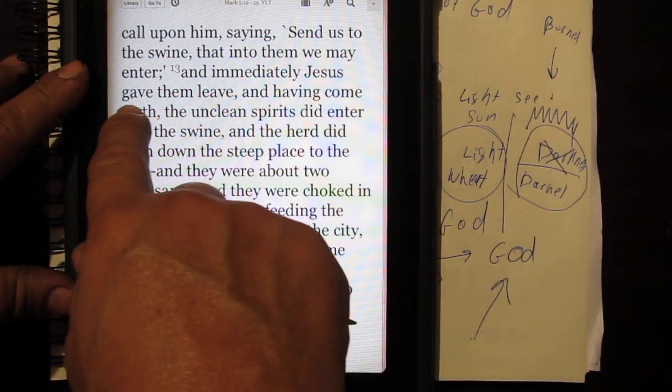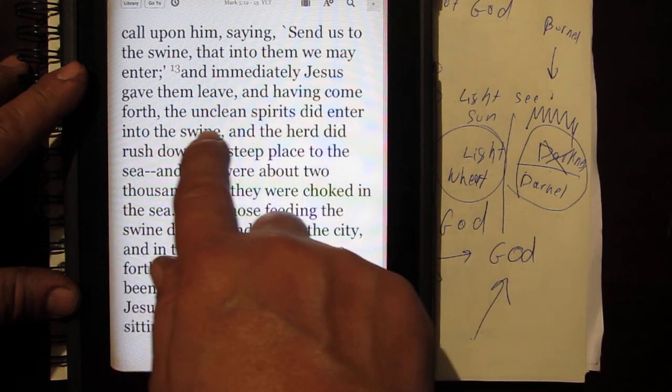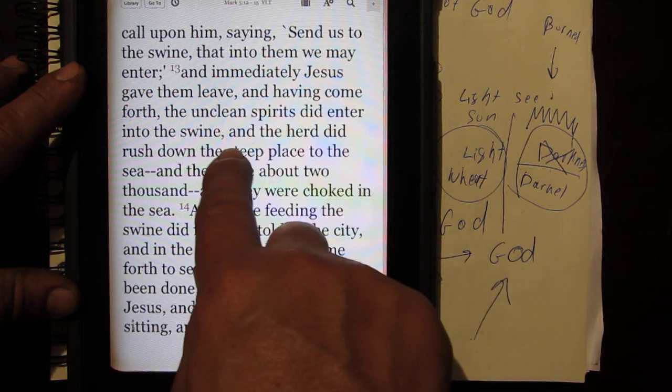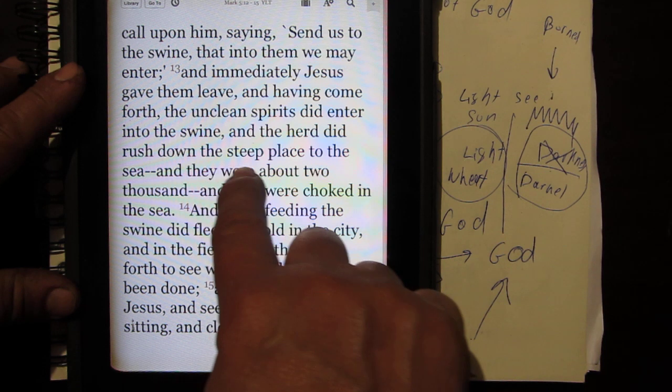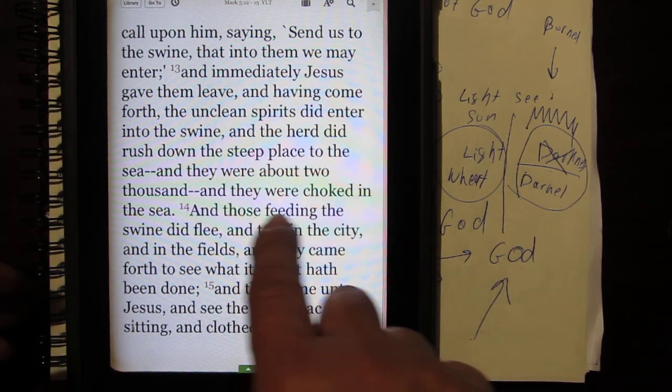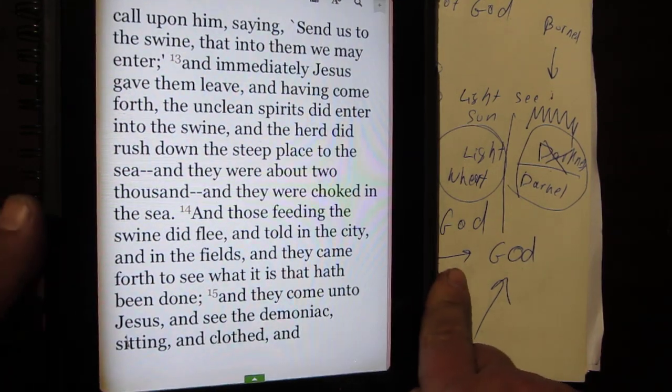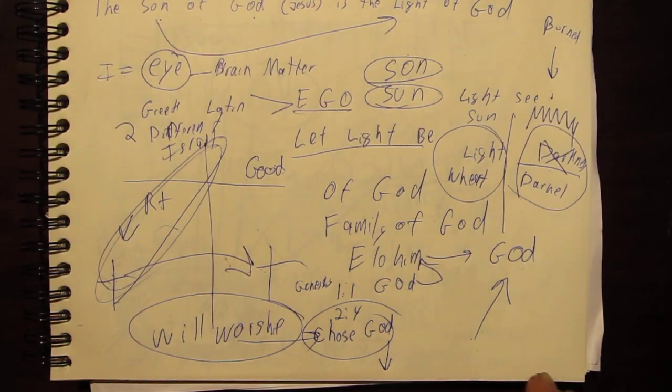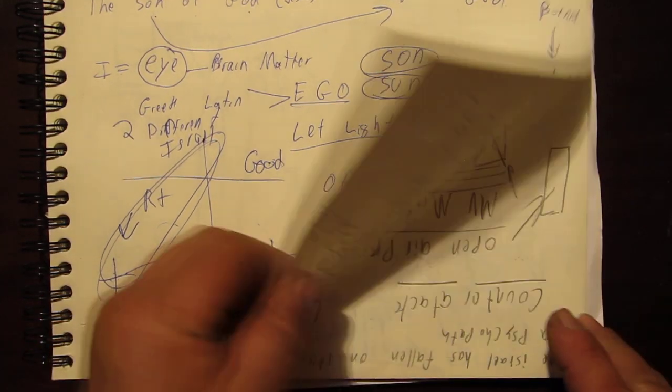And immediately Jesus gave them leave, and having come forth, the unclean spirits did enter into the swine, and the herd did rush down the steep place to the sea, and they were about 2,000, and they were choked in the sea. Now, we're running close to 25 minutes.